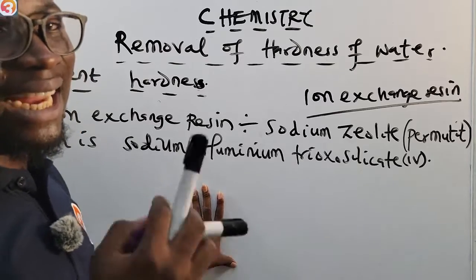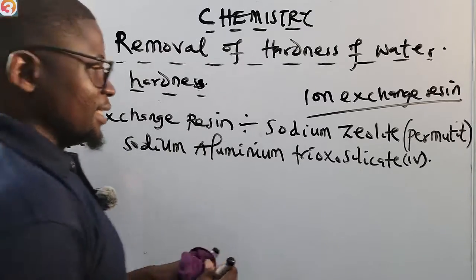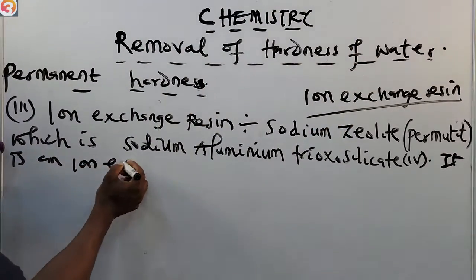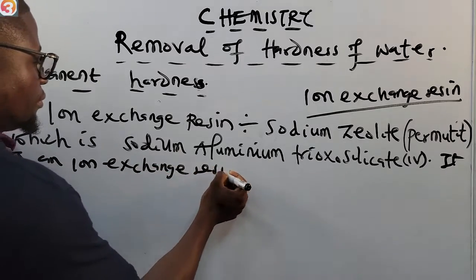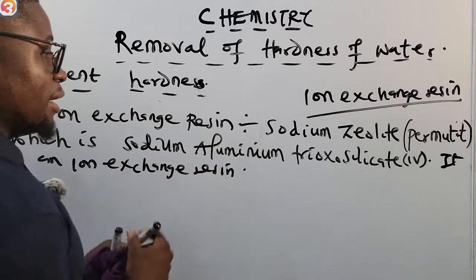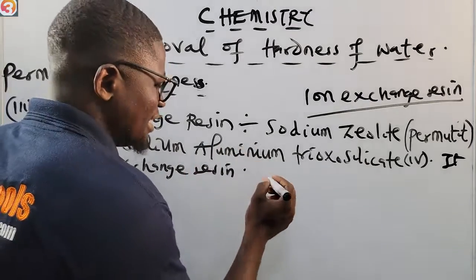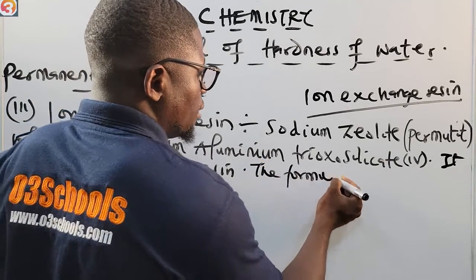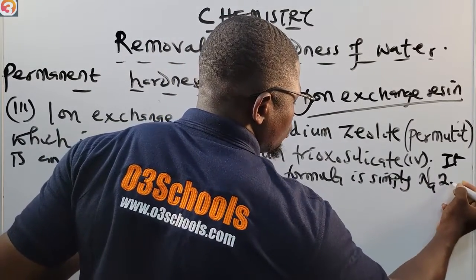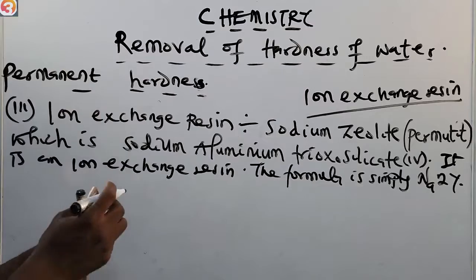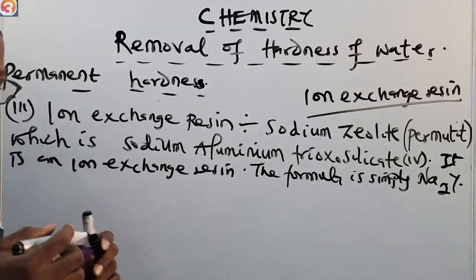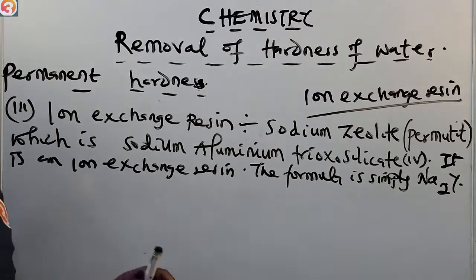Sodium zeolite, permutit, is an ion exchange resin. The formula for this ion exchange resin, sodium aluminium trioxosilicate(IV), is simply Na2Y. That is the simple formula for the ion exchange resin.